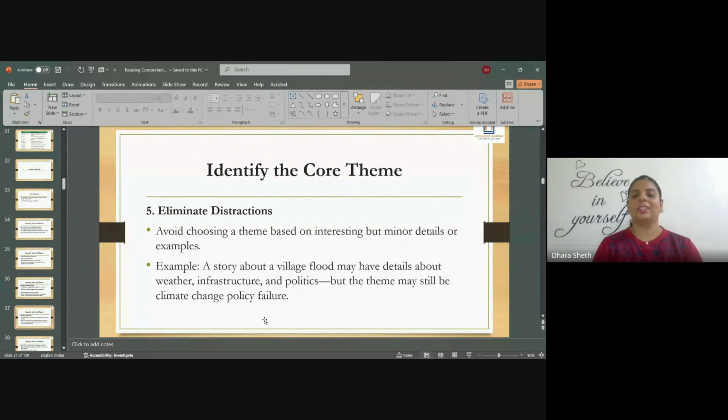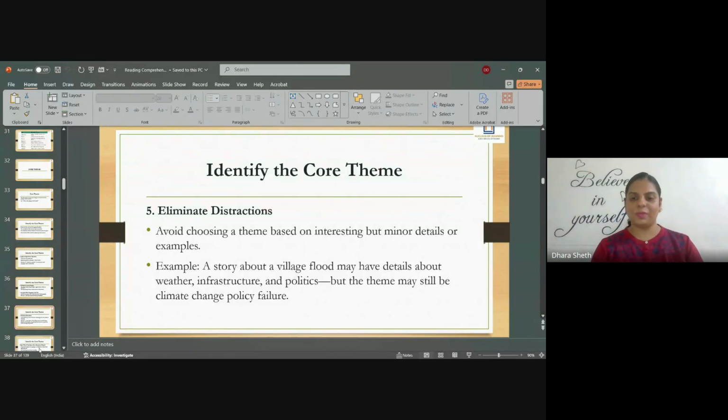Eliminate distractions. Eliminate the minor details, which are interesting, but they are not the core theme. For example, a story about a village flood may have details about weather, infrastructure, and politics, but the theme may still be climate change policy failure. So you need to see what's repeating again and again. There could be one small interesting detail which you feel is amazing. This could be an interesting tidbit, but still it might not be the core theme of the passage. And usually what happens is we feel that this interesting story is the core theme. Those who are not well versed at solving RCs usually make this mistake.